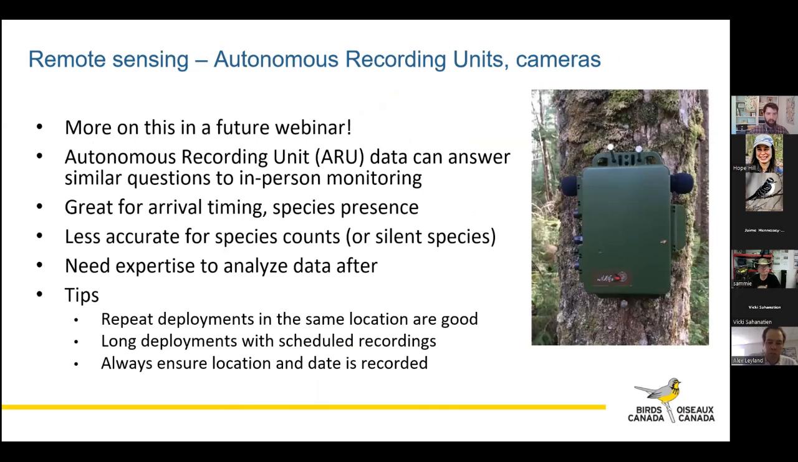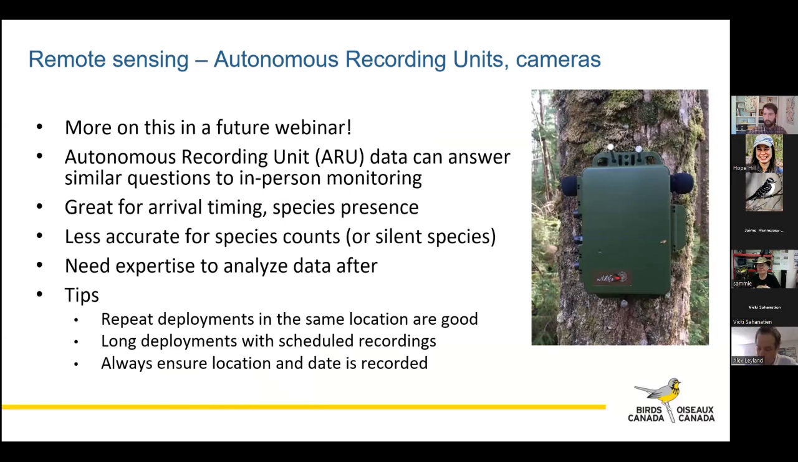This is my only slide on ARUs. I just wanted to mention a few things in comparison to some of these other techniques. So automated recording units can answer a lot of similar questions to in-person monitoring with a few caveats. They're really good at things like arrival timing, at species presence.